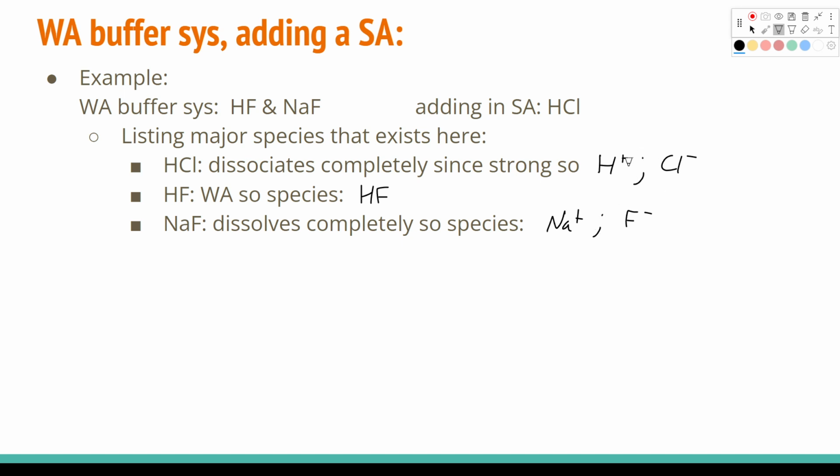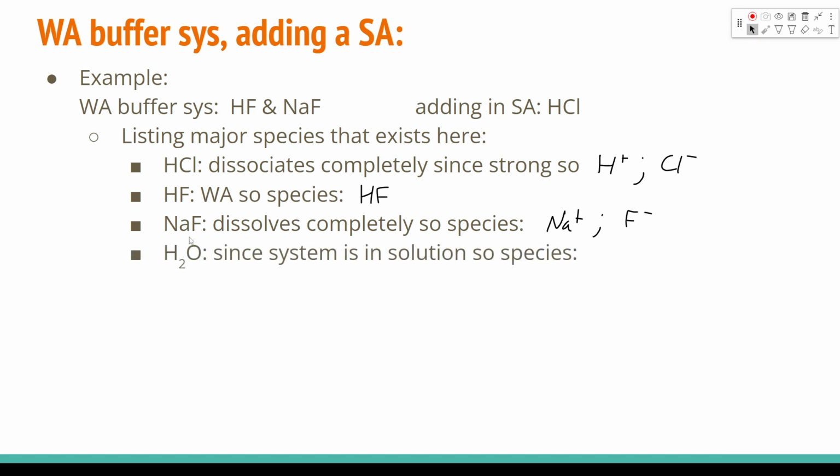Cool. And then, of course, this is in solution. So because it's in solution, we have water. And so water, I'm just going to literally write water. And so there we go. So those are our different species in this system. Now, water technically autoionizes, but we're not going to focus on that because that is too much. We're focusing on the main players of this system, and so I'm only looking at the main players. Again, autoionization does happen with water, but we're not going to hardcore focus on that much.